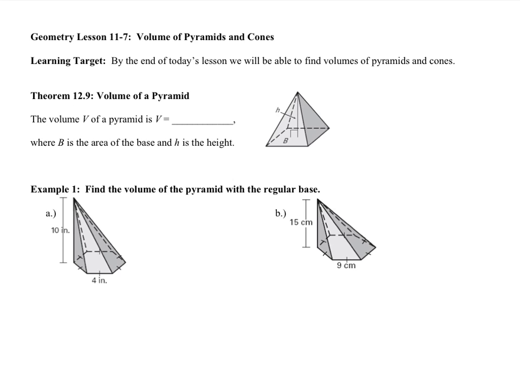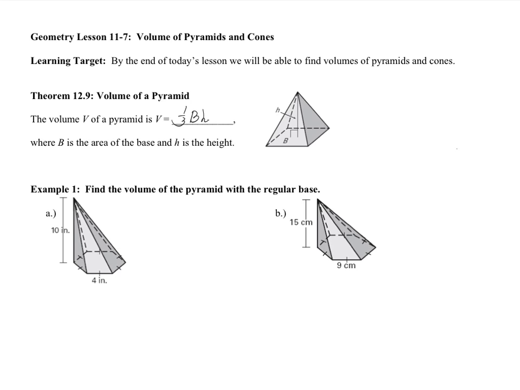Theorem 12.9, the volume of a pyramid, states that the volume V of a pyramid is V equals 1/3 base area times the height of the pyramid. Again, B is the area of the base and H is the height.